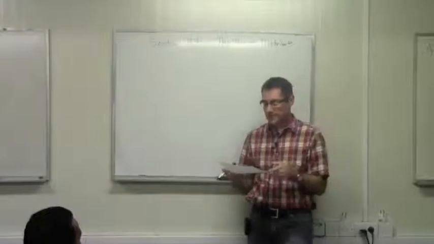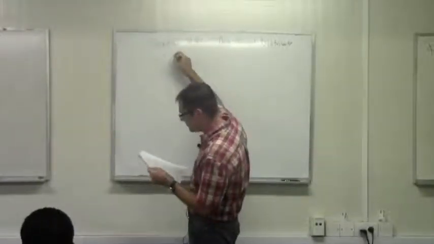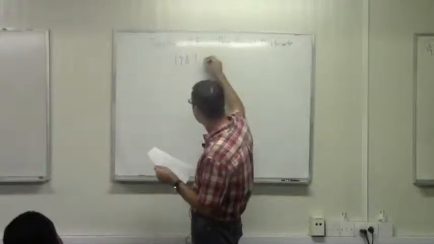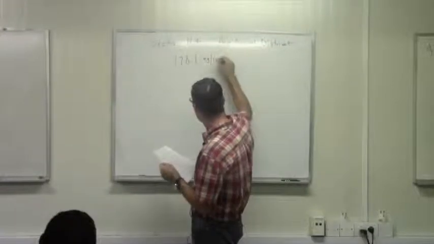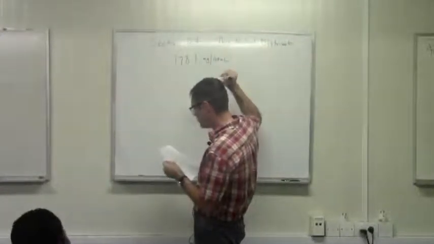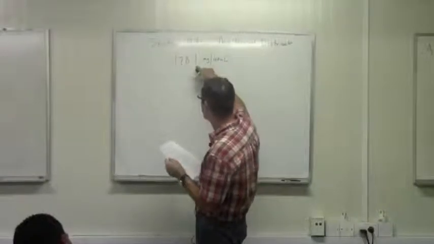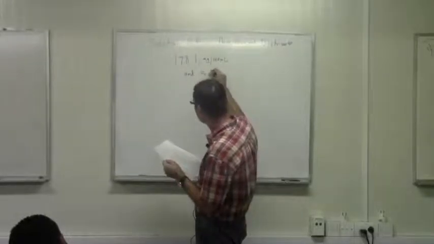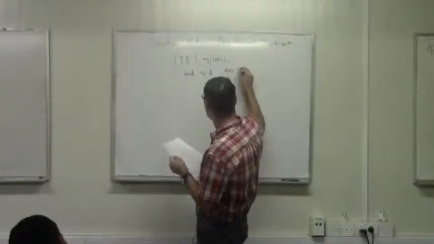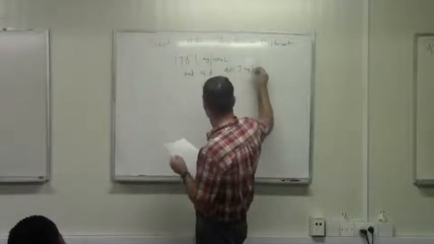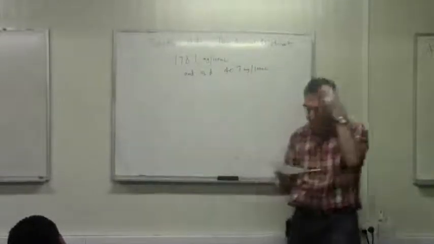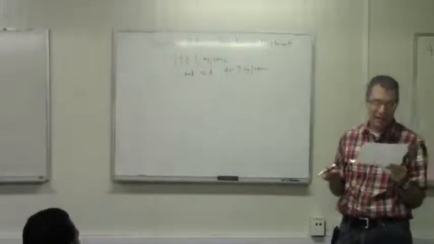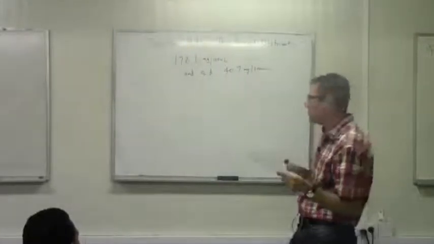For young men, cholesterol is normally distributed with a mean of 178.1 milligrams per 100 milliliters. I guess that's in your blood. With a standard deviation of 40.7 milligrams per 100 milliliters. What percentage of young men have a cholesterol level greater than 239.15?